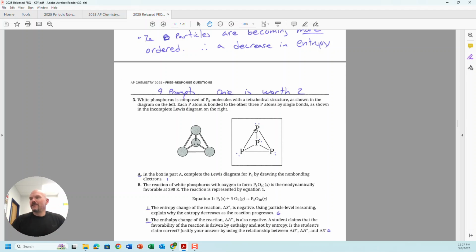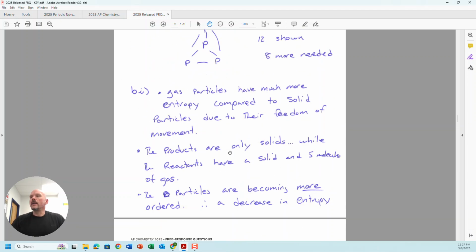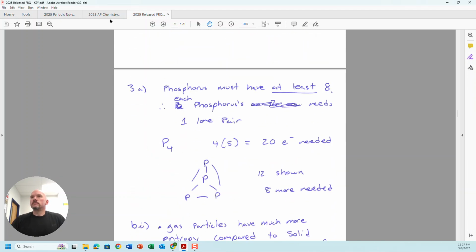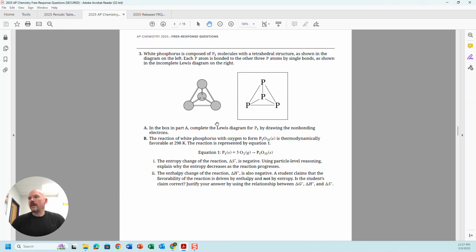And it's just like, oh yeah, I'll add 2 more dots there, 2 more dots there, 2 more dots there, 2 more dots there. Now I have 20 dots in my structure, 20 electrons in my structure. I'm good to go. All right. So question 3 starts off with just drawing a dot structure.